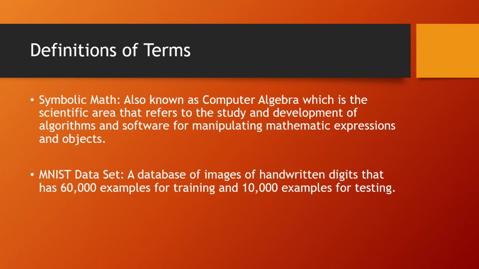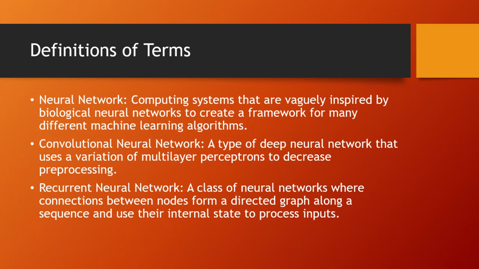MNIST dataset. The MNIST dataset is a database of images of handwritten digits that has 60,000 examples for training and 10,000 examples for testing machine learning programs. Neural networks. Neural networks are computing systems that are vaguely inspired by biological neural networks to create a framework for many different machine learning algorithms to work together and process complex data.